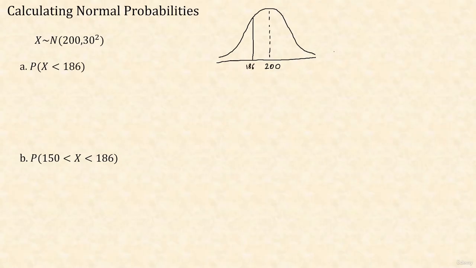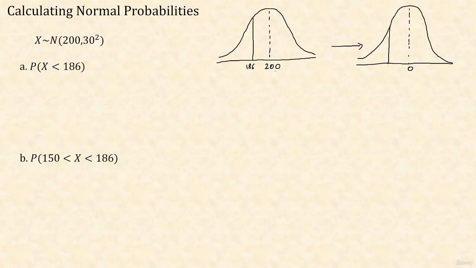So what does this look like? Well, the real underlying variable x has a mean of 200, and we want to work out the probability that x is less than 186. Remember what we need to do. We need to standardize this. So in order to solve this, we're going to need to turn this into the standardized z distribution, which has a mean of 0 and a standard deviation of 1. So we need to work out how many standard deviations above or below the mean 186 is.